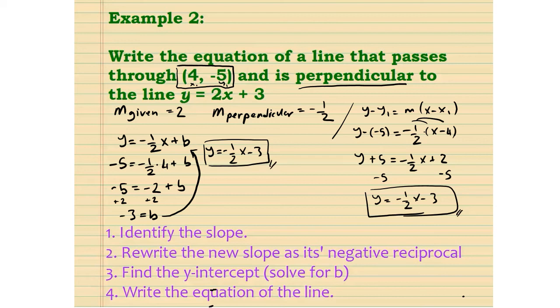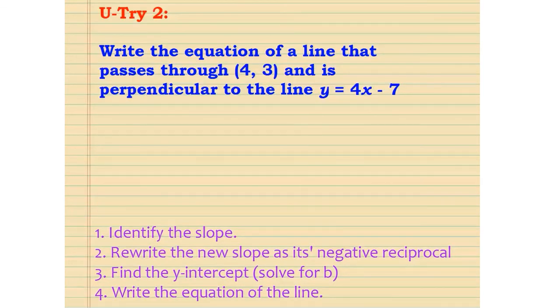Here's your U-try. Find the slope of the given line, find the slope of the perpendicular line by using the negative reciprocal, then find your y-intercept, then write the equation of the line.